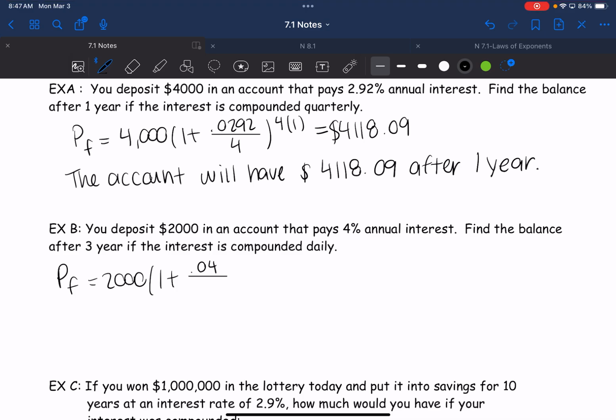Divided by how often it's compounded. And how often did they say it's compounded? Daily. Over the course of a year, how many days are there? So I divide this by 365. Okay. And then this would be 365 times the number of years this is occurring over, which is 3. So I would just type all of that into our calculator to figure out how much will be in the account after 3 years.